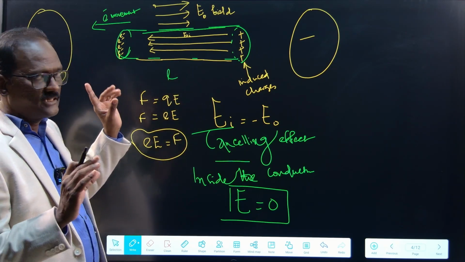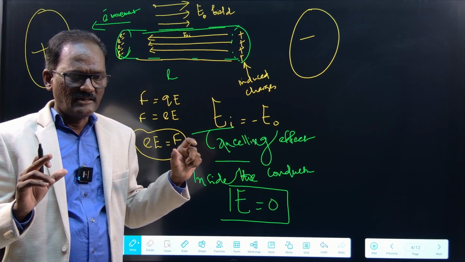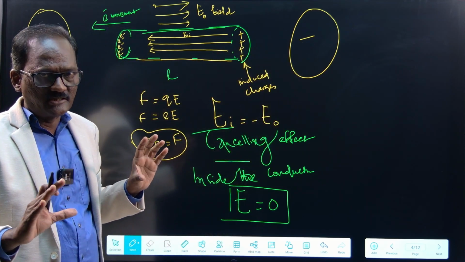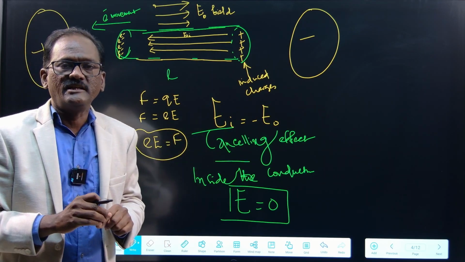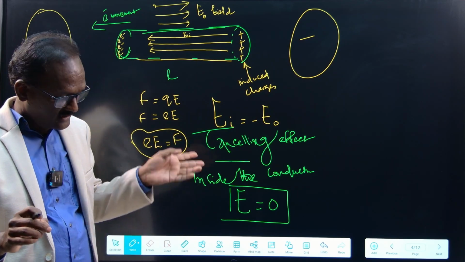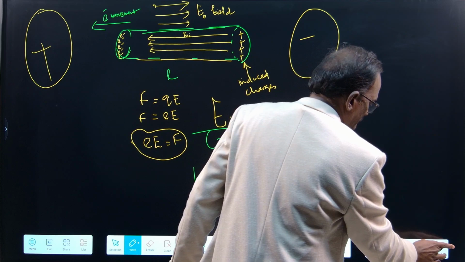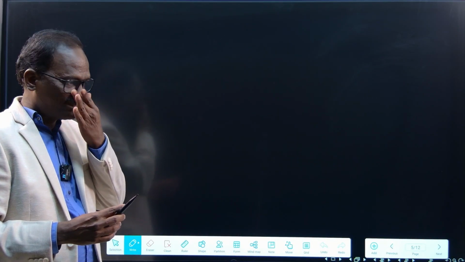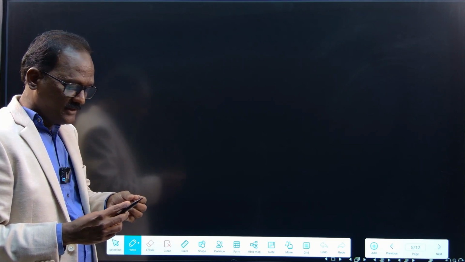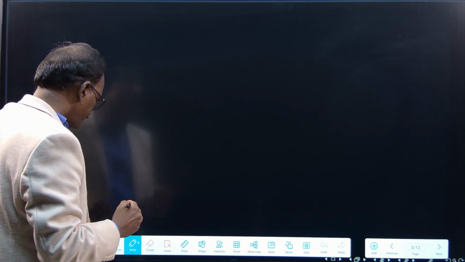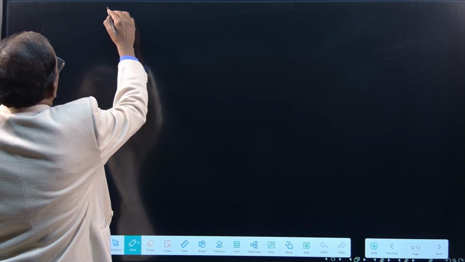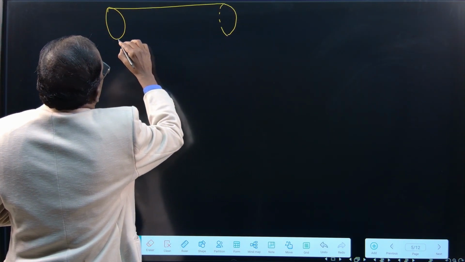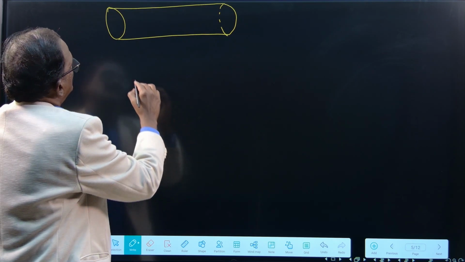Next I am going to take the same conductor, but I am not going to put such a positive charge and a negative charge externally. I am going to wire it and connect it to a battery, right? Let us see what will happen. This is the most important case of our discussion under this video lecture. Please listen to me very carefully. This case is very, very important.